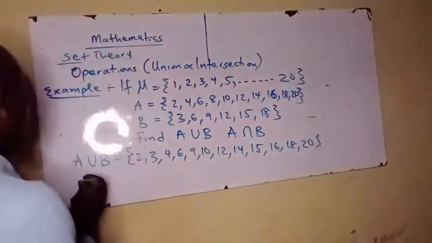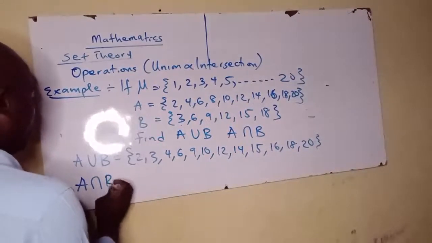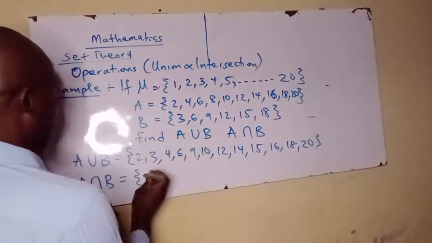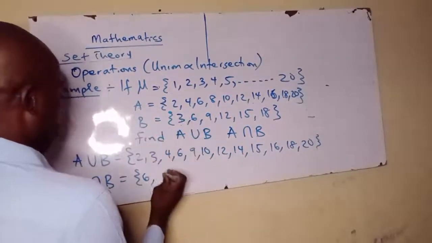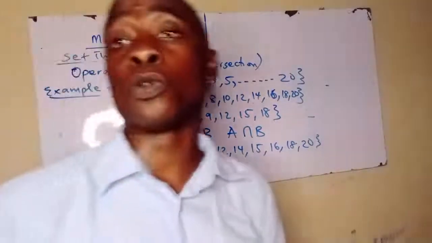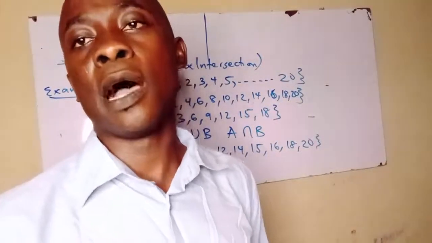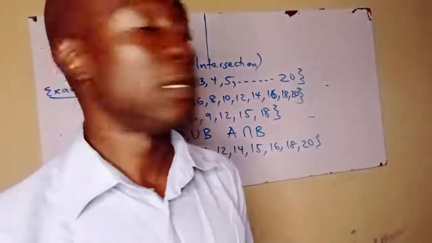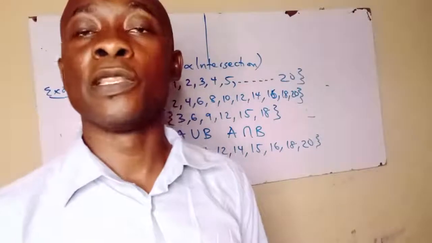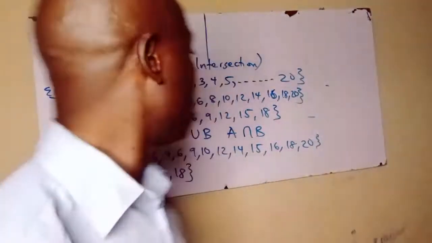Now how do you do A intersection B? It can be done in this way. What do we have in common? We have 6, 12, and 18. So those are the things that we have in common, and that's A intersection B. So that is how to go about the union and the intersection. The next one that we are going to talk about now is the complement of a set. Now complement.